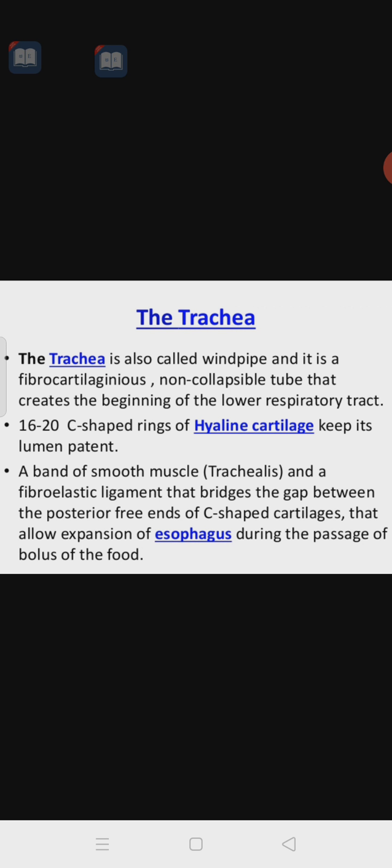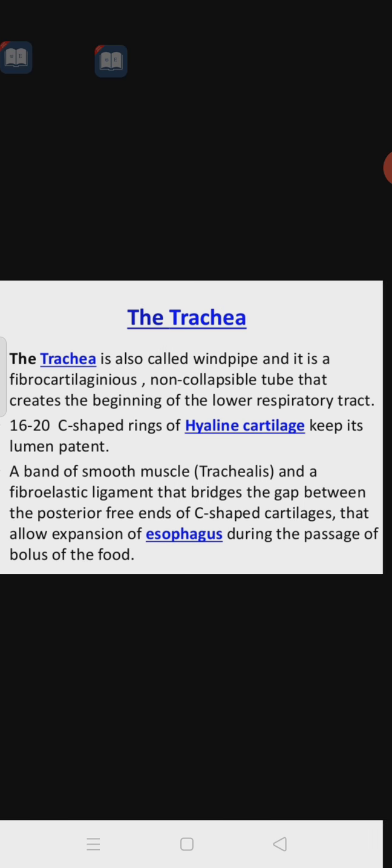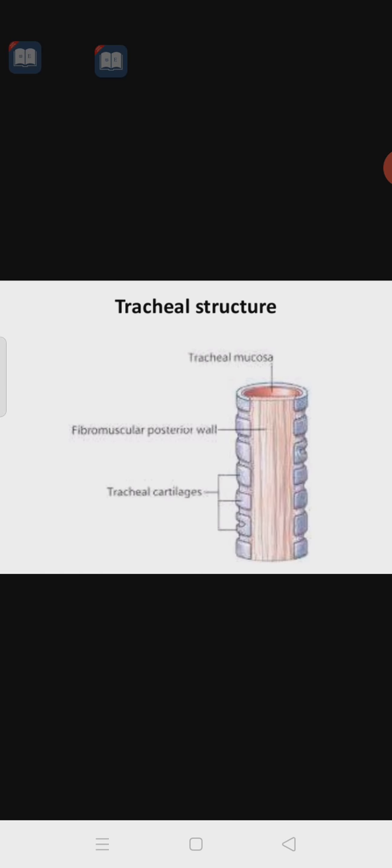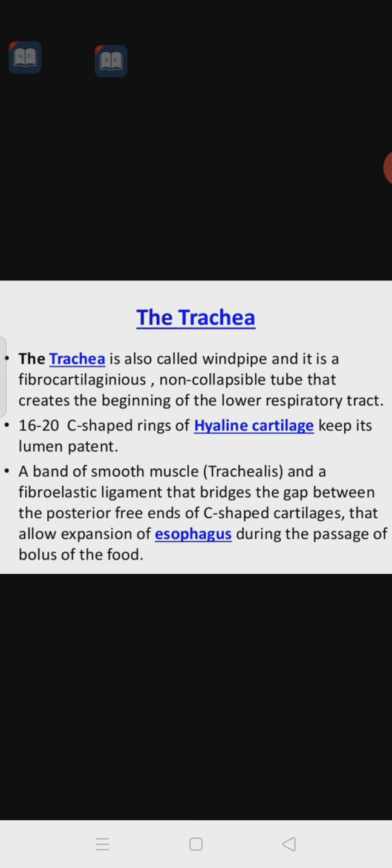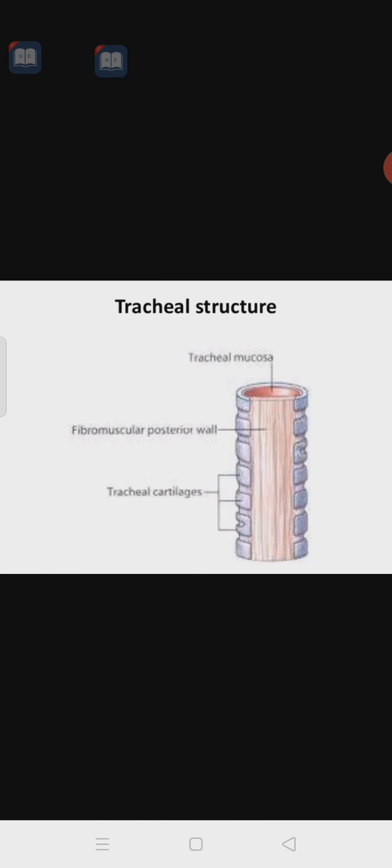There are 16 to 20 C-shaped rings of hyaline cartilage over the surface of the wall of the trachea. We are able to see that cartilage, which looks like hyaline cartilage. It keeps its lumen patent. So C-shaped rings you can see on the upper surface of the trachea. Okay, so like this.